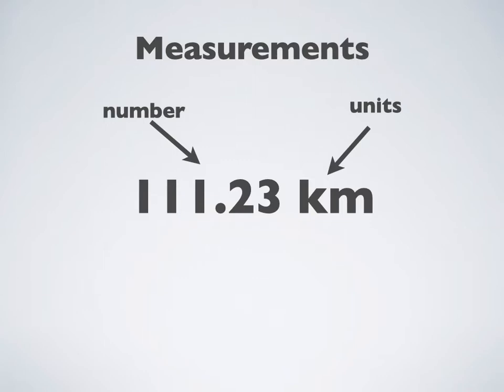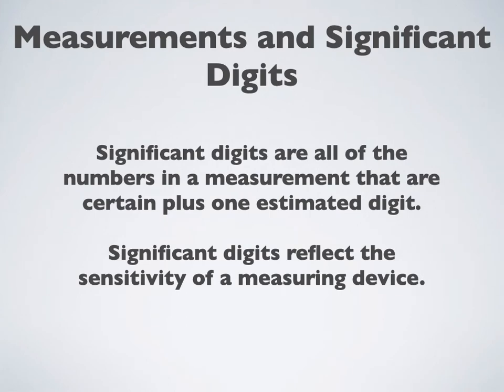So when we take measurements in science classes, we say that we record all of our measurements to the proper number of significant digits. Sometimes you'll hear this referred to as significant figures. Those terms are used interchangeably, digits and figures. All right, significant digits are all of the numbers in a measurement that are certain, plus one estimated digit. You are only allowed to estimate at one point, and at the point that you estimate, that is always the last digit in your measurement. You can say nothing else about the number part of that measurement. Significant digits reflect the sensitivity of a measuring device. The more significant digits in a measurement, the more sensitive the measurement itself.